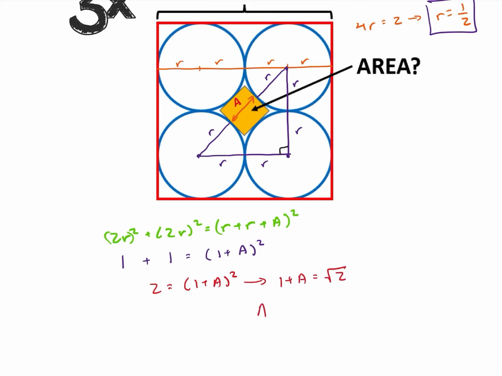But we wanted to find the area of this inner square. So the total area is just going to be a squared, which is (the square root of 2 minus 1) squared. That gives us the first term squared, which is 2, minus 2 times root 2, and then the last term squared, which is plus 1, giving us 3 minus 2 root 2. So our final answer for the area of that inner square is 3 minus 2 square root of 2. 2 square root of 2 is a little over 2.8, so we're going to be a little less than 0.2 for our total area.